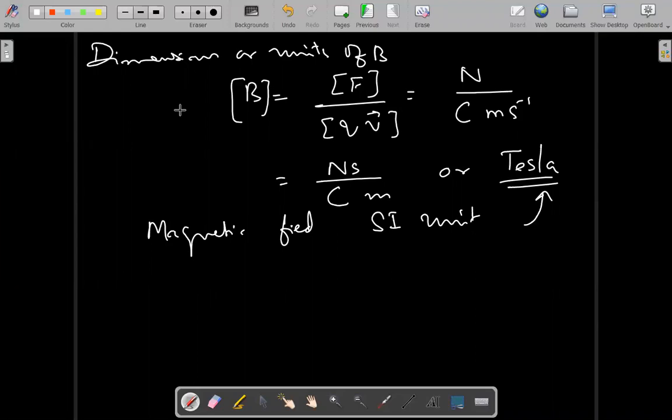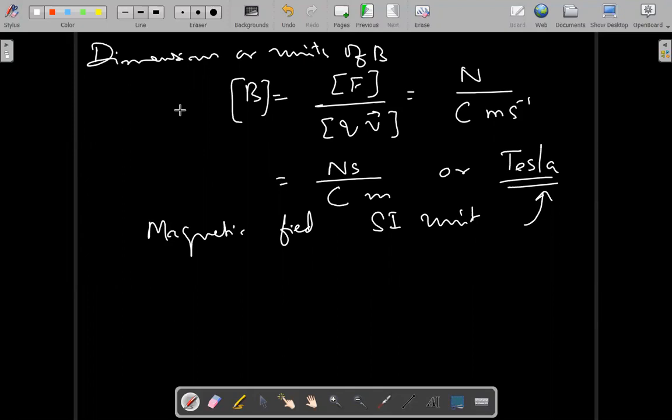And near a small bar magnet, which we all played with, it's 1 by 100 of a Tesla. That is 10 to the power of minus 2. On the Earth's surface, 10 to the power of minus 5. The human nerve fiber has a very tiny magnetic field, that is 10 to the power of minus 10 Tesla. Interstellar space, it is 10 to the power of minus 12. So in general, he has now talked about the magnetic field. That's all this first topic is.